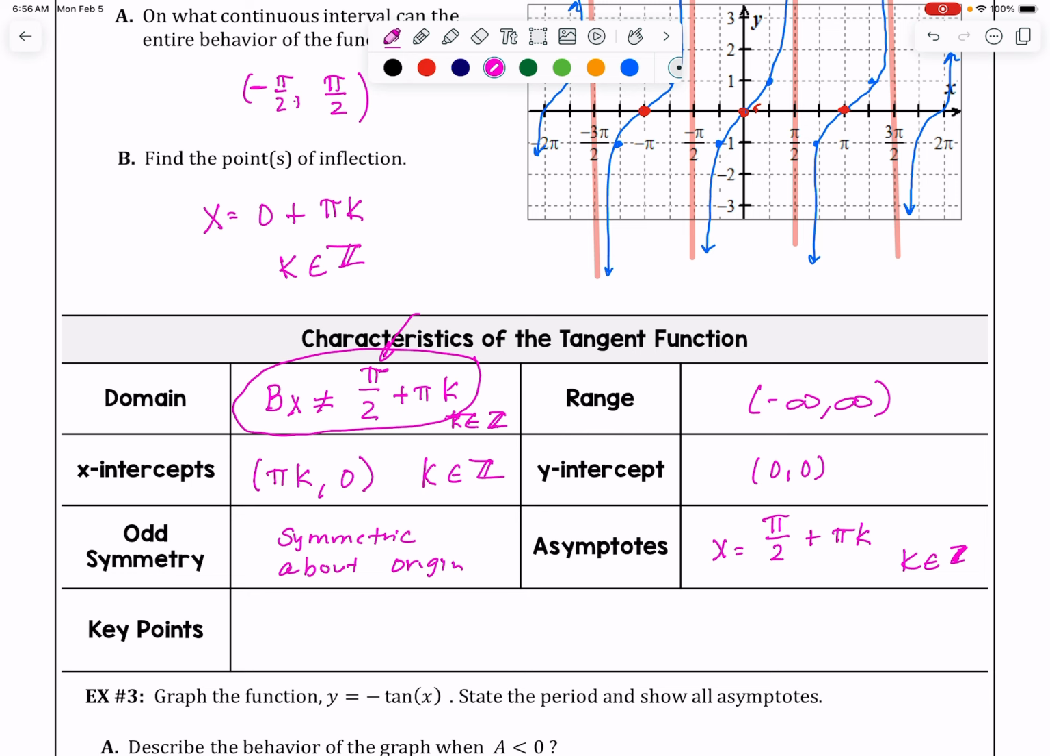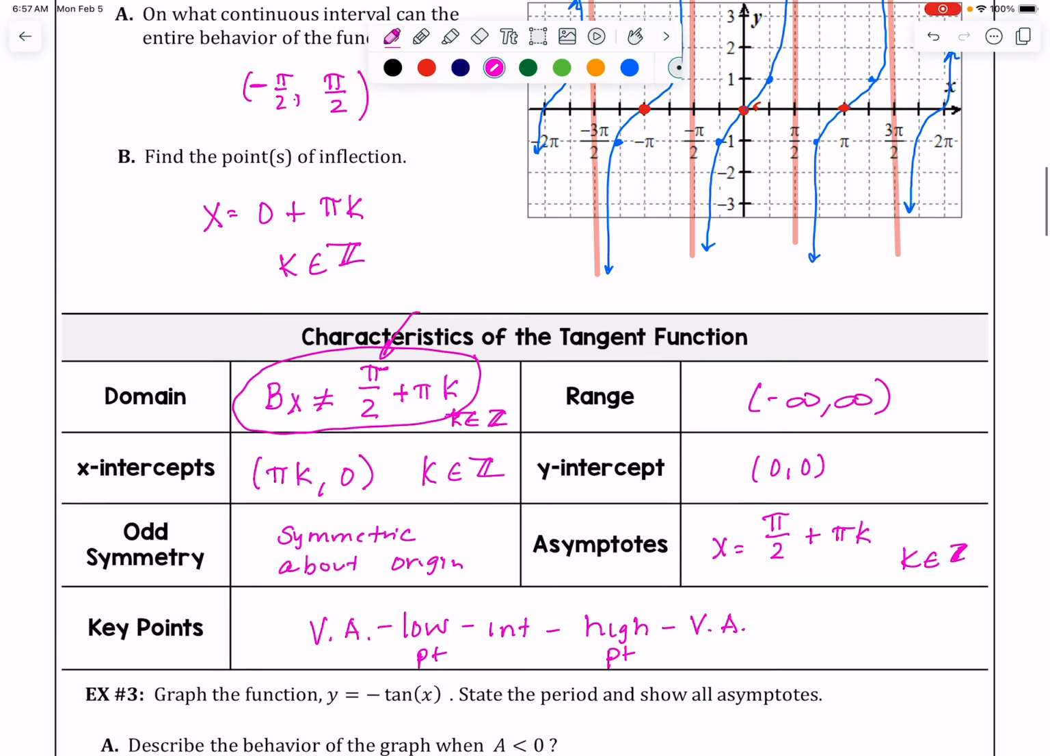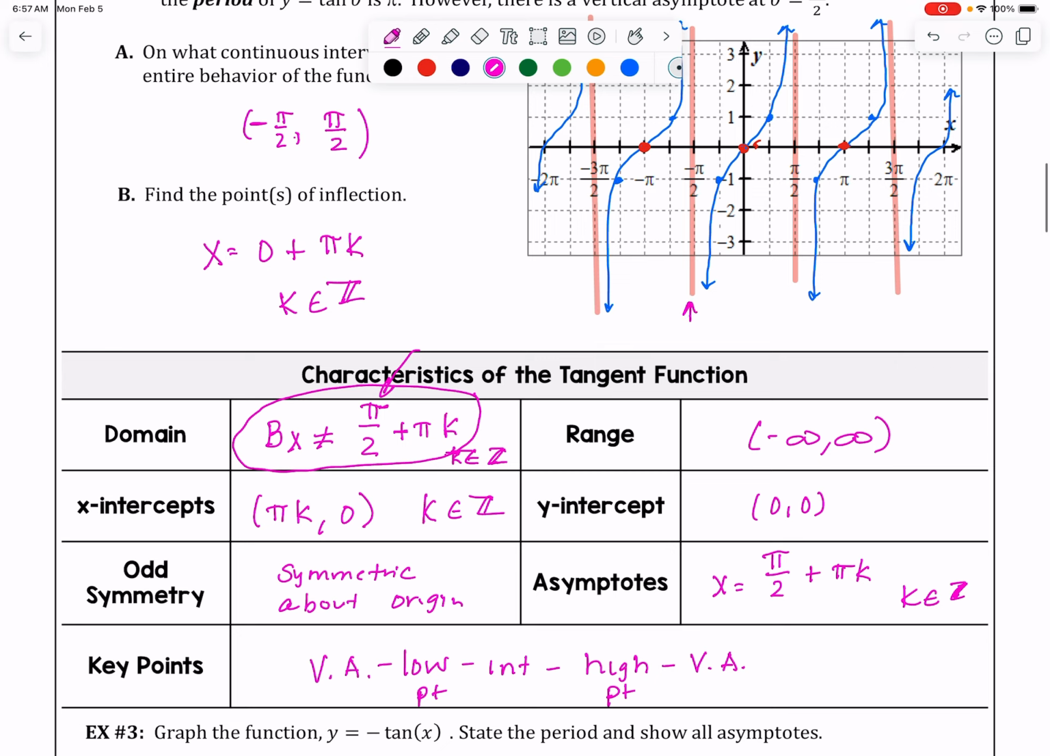And our key points, here we go. We haven't really talked about that for tangent. Here are our key points. You remember when we had sine and cosine, we had intercept, min, max, min, that stuff. Okay, so our key points for tangent, we have a vertical asymptote. Then we have a low point. Then we have an intercept. Then we have a high point. And then we have another vertical asymptote, okay? Here it is. You can see vertical asymptote, low, intercept, high, vertical asymptote.